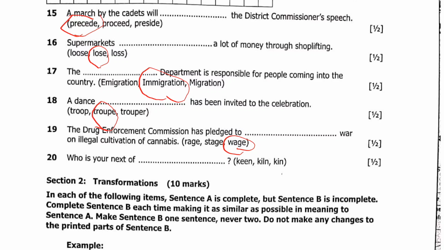Number 20, the last question in part 1. Who is your next of dash? Is it next of kin, next of kin, or next of kin? Which one is the answer? It is the last one, this one, next of kin, K-I-N. All right. That's part 1.